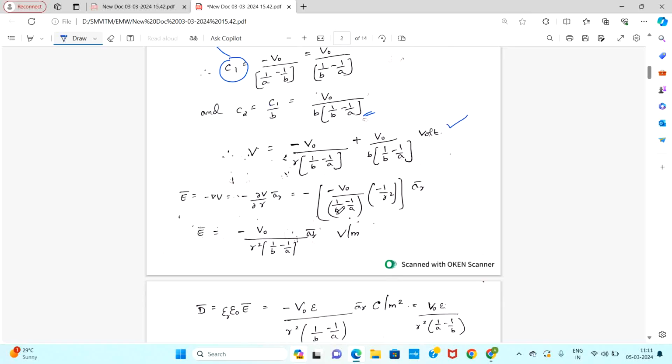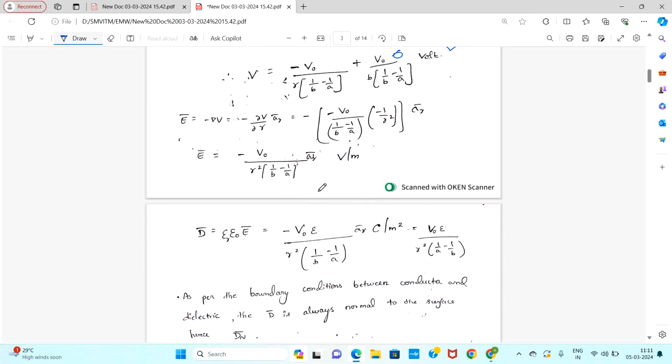Okay, I've done the direct differentiation. You can just solve it yourself. This part is completely constant, so differentiation of this will give you 0. You have R only here, right? V naught by 1 by B minus 1 by A is constant, which can be kept outside. The differentiation of 1 by R will be minus 1 by R square. Okay, so this is what you're getting as the answer for electric field intensity.